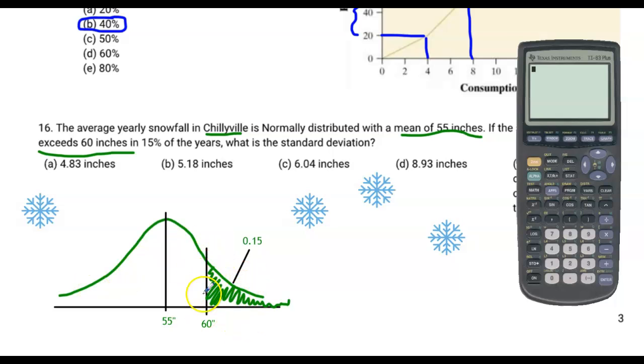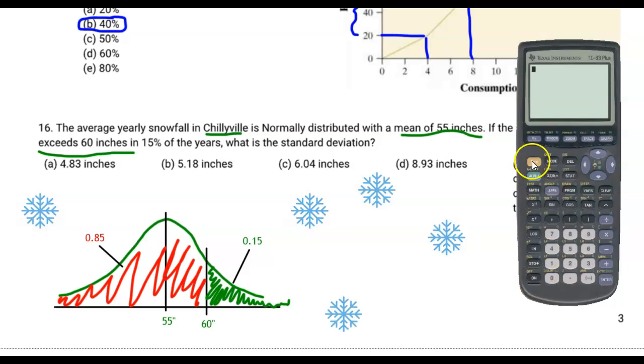So in order to use Invnorm in this case, what we're going to do is not use this 0.15, this 15%, which is above that value. We have to use the percentage below. That should be easy to figure out because the percentage below is just 1 minus the percentage above. This is 0.15, so the percentage below is going to be 0.85. So the arguments that are used for Invnorm are first the percentage, which is in this case 0.85. Then we're supposed to put in the mean and the standard deviation. Well, since we don't know the standard deviation here, I'm not going to put in the mean of 55. I'm just going to use the standard normal distribution, which is 0 and 1.